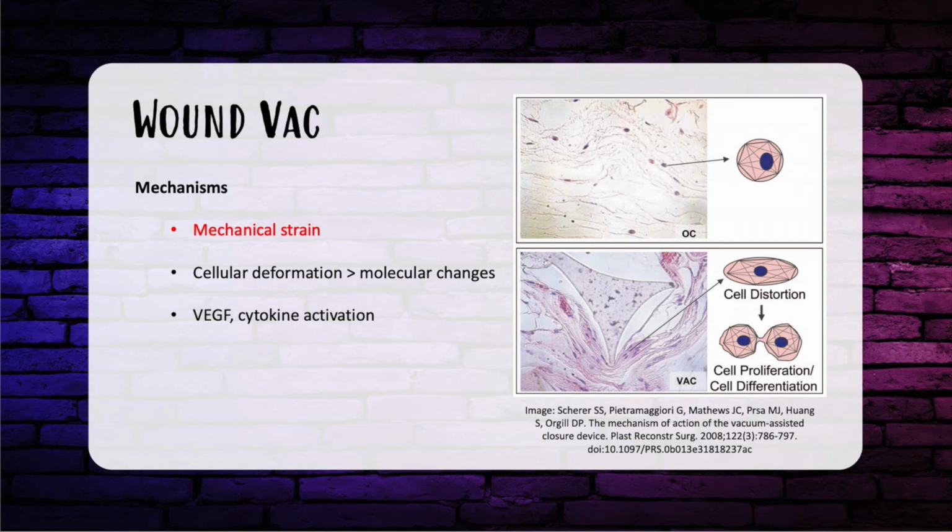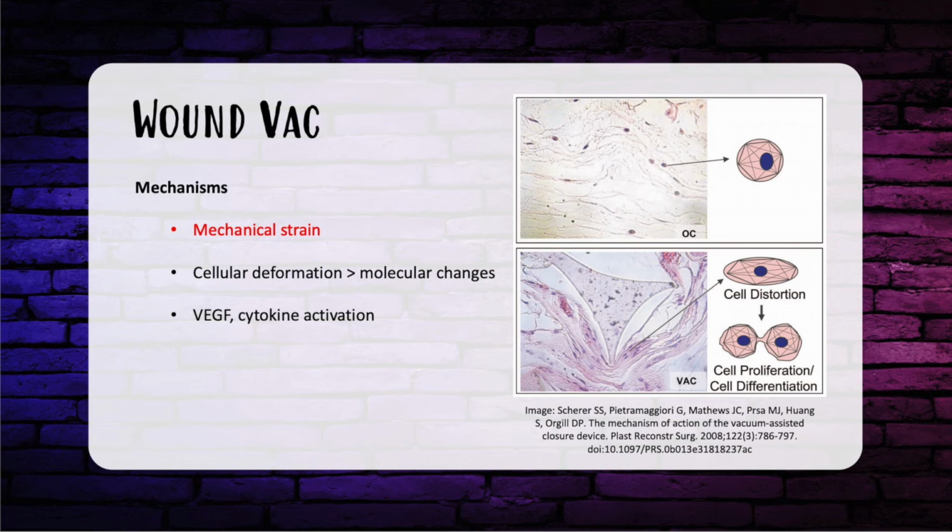So mechanical strain is actually the other mechanism leading to improved wound healing with the wound vac. Microstrain forces that are created by the vacuum deform cells. Cellular deformation leads to molecular changes and activation of VEGF, the vascular endothelial growth factor. This thereby enhances angiogenesis, which is very important for wound healing. It's important to note that vacs are useful as a bolster type dressing as well for skin grafts and lead to a better skin graft incorporation.